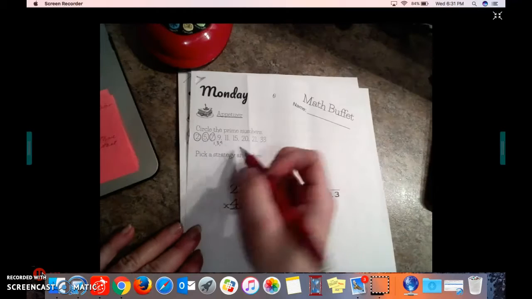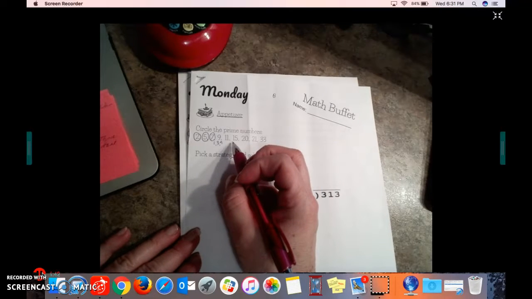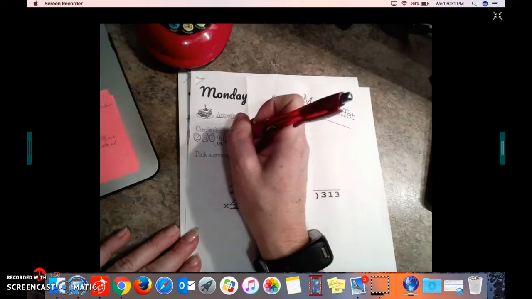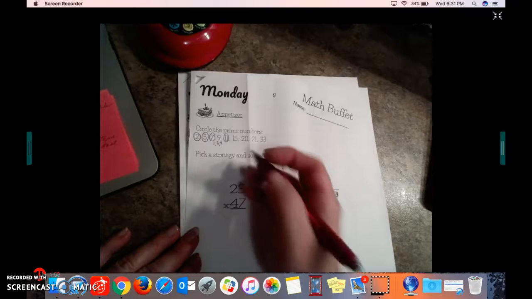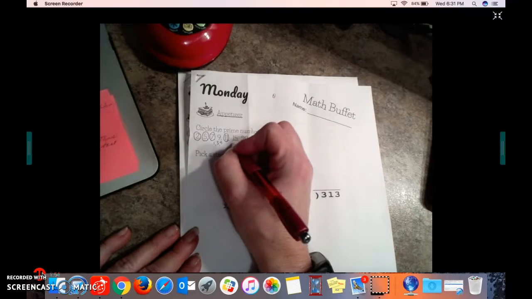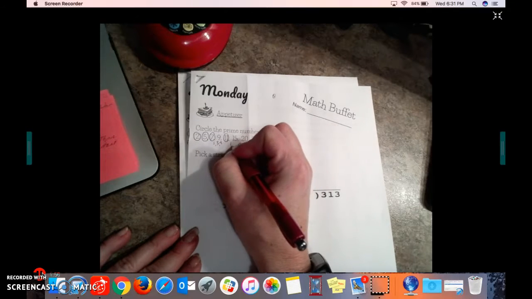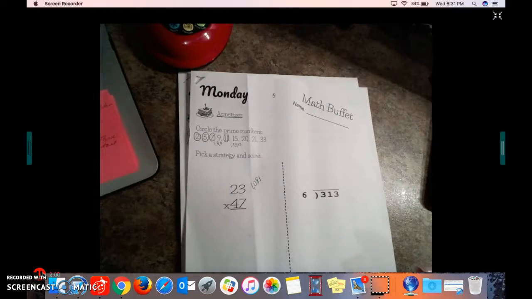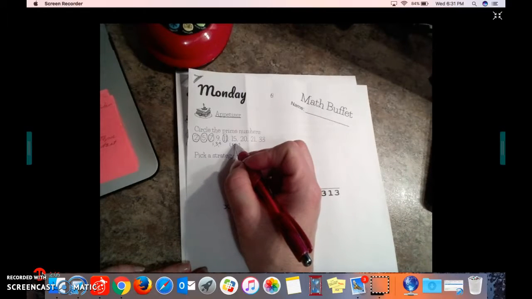Then I'm moving on to 11. And I'm already thinking of the factors that I multiply together to get 11. And I know that I can multiply 1 times 11 to get 11. And that's the only one I know of. So I'm going to circle 11. Continuing on. 15, same thing. I know that I have 1 and 15. I have 3 and 5, all numbers I can multiply together to get 15. So that is not going to be a prime number.